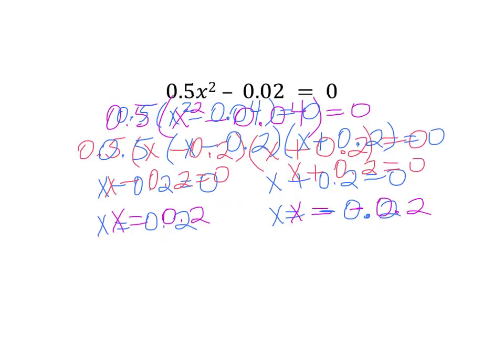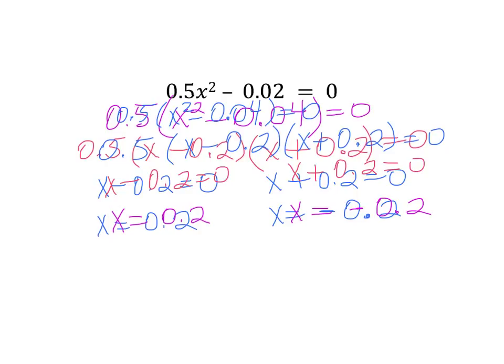Okay, so here's the reveal for this one. You factor out the 0.5, you end up with x squared minus 0.04. Factor that difference of squares out, you end up with your 2 brackets equaling 0, and your solution is x equals 0.2 and x equals -0.2. If you got this, be very proud of yourself.